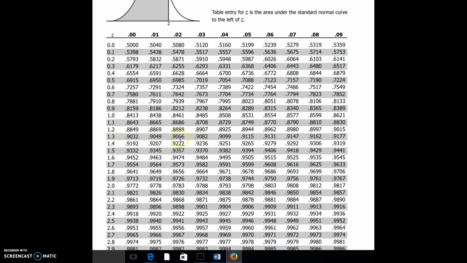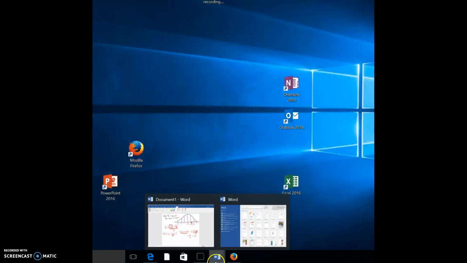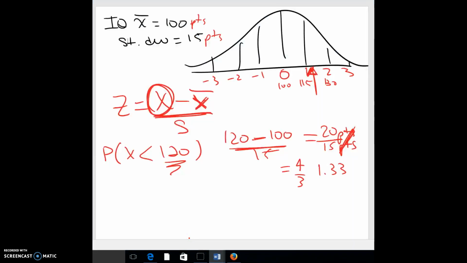90.82%. So positive 1.33 is 90.82. So I'm going to minimize that and get back to my other screen. All right. So I want to know the probability that is less than that.